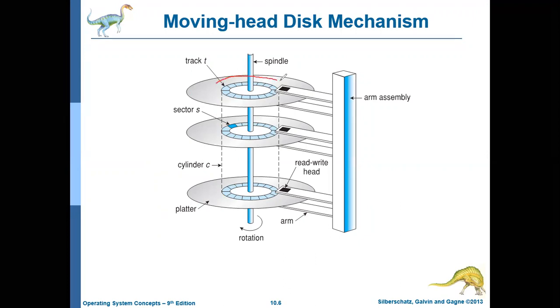Say for example there is another track like this. This particular track of all the platters put together will be called a cylinder. If the innermost cylinder is cylinder 0, then this will be cylinder 1. So this is how the hard disk is structured.